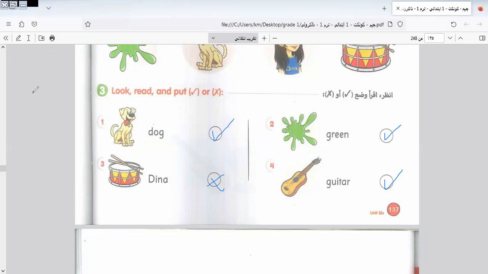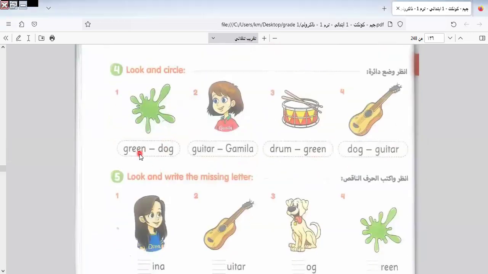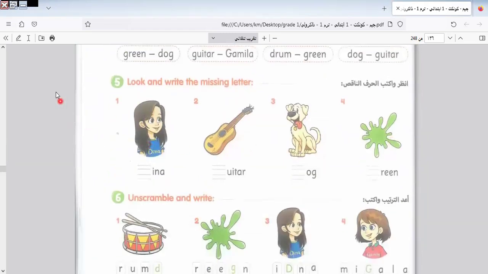Let's continue the rest of the exercise. Here we have green. So I select this one. Jamila, this one by this one. Drum, this one by this one. Guitar, this one by this one. Here we have Dina. We have here guitar, we have here dog, and we have here green, okay? Let's continue the rest of the exercise.